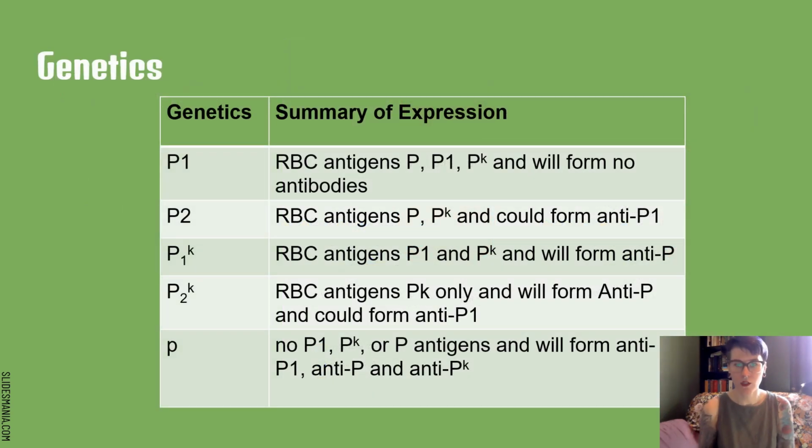So if you are P1, you will have P, P1, and PK on your RBC. You will not make any antibodies. P2 will have P and PK present, so they can make anti-P1. P1K has P1 and PK, so they can form anti-P. P2K has PK only, and they will make anti-P and anti-P1. And then the little p has no P1, PK, or P antigens, and they will make all the antibodies.